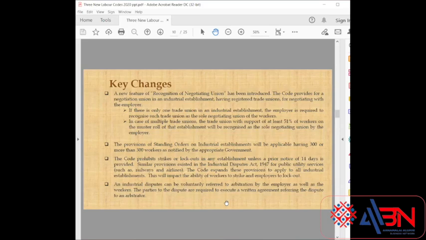Strikes and lockouts. There is a period of prior notice that needs to be given for strike or lockout. It is applicable both on the employer and the employee. Now there is also a provision that the employer and employee can refer a dispute to arbitration, but that can only happen with mutual consent, and there has to be a written agreement between both the employer and the employee.